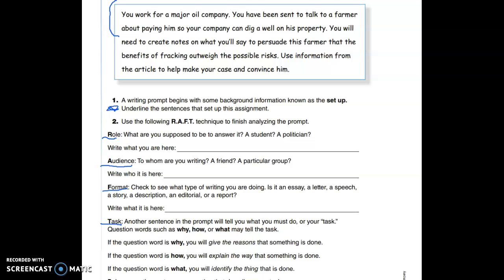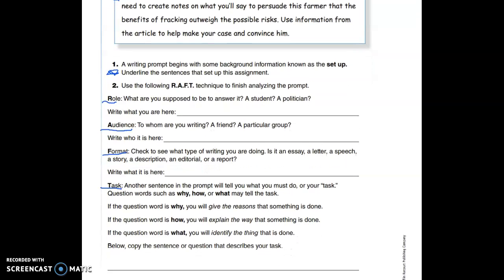So what type of writing are you doing? An essay? Probably not, but you're going to look through. Is it a letter, a speech, a story? Or is it some kind of a speech, right? And if it's a speech or presentation, what is the point of that presentation? And then finally, your task. So who are you? Who are you talking to? How are you delivering your information? Are you trying to inform or persuade or get information from somebody?